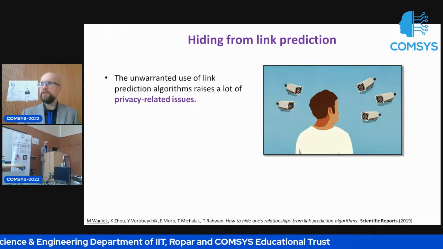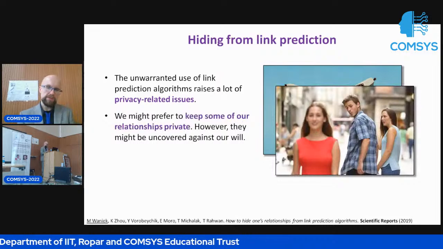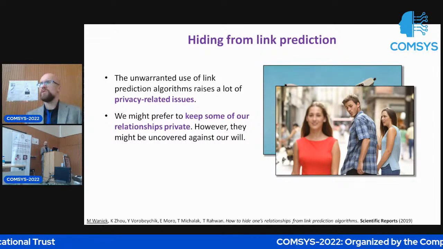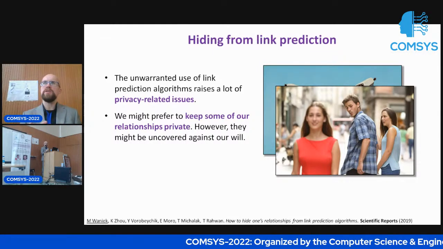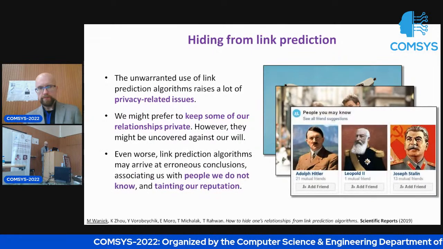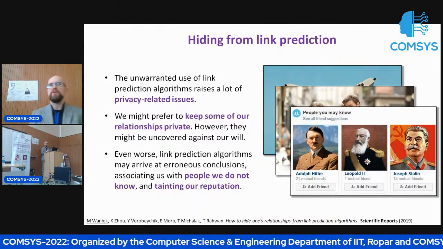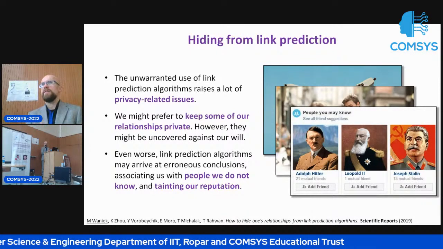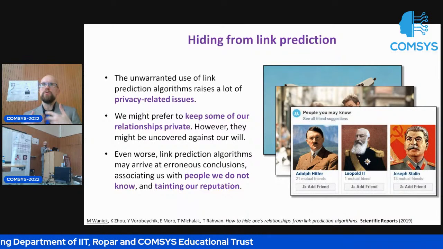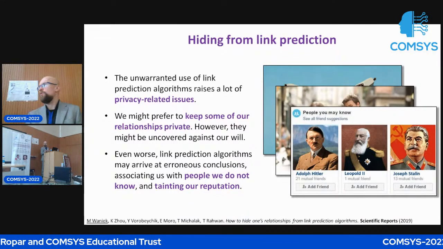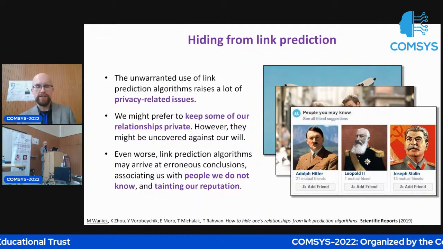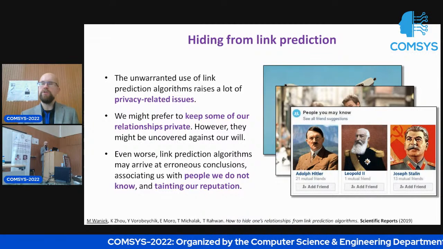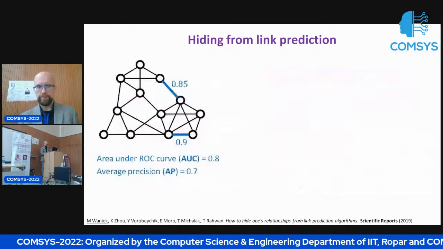Again, why link prediction could be a problem. First of all, we just might want to keep some of our relationships private, right? Maybe we don't want to disclose each and every one of our connections with other people to the outside world. However, it might be an even worse possibility. Link prediction might erroneously come to some conclusion. It might think that we are connected to someone that we do not want to be associated with, even though we are actually not connected to them. So it might taint our reputations. That's why we want to hide even some non-existing relationships from link prediction.